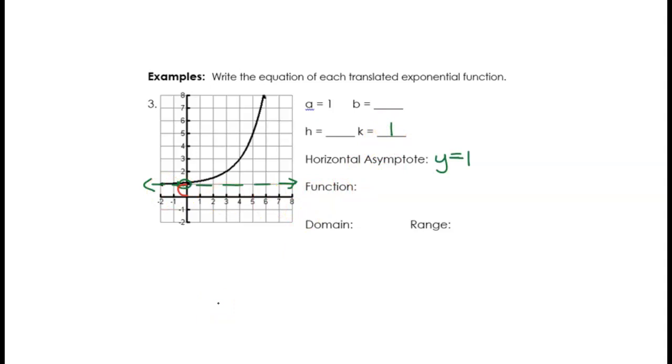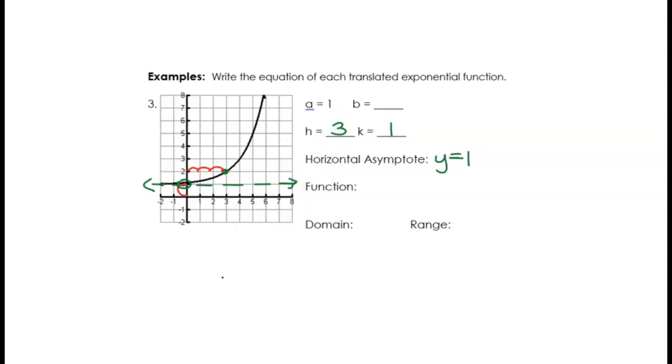I look for the point 1 above my horizontal asymptote, so that would be along this line. So that's right here. It should have been on the y-axis, but it's not anymore. It's been shifted 1, 2, 3 units to the right, which means that my h value is 3.